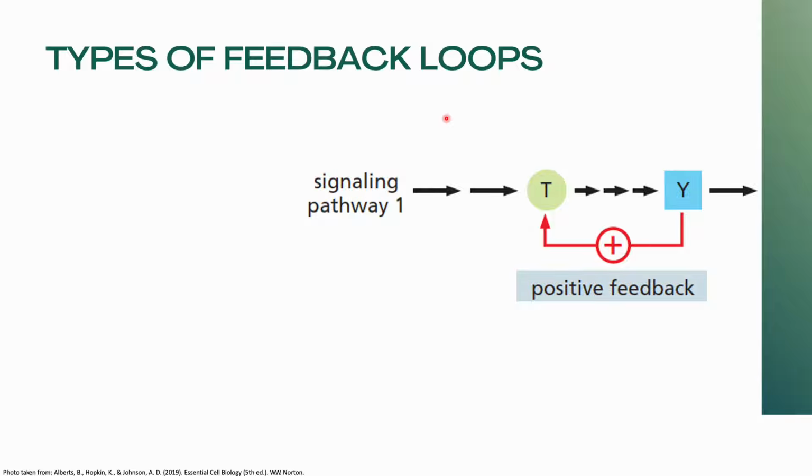We'll be talking about 2 types of feedback loops. The first one is called a positive feedback. And in this feedback, we can see that the cell's response is enhanced. In this example, we have two proteins involved in a signaling pathway, protein T and protein Y. The presence of protein T stimulates the production of protein Y, and once protein Y is present, it talks back or gives feedback to this pathway to continue creating protein T, or it can also increase the production of protein T, and this leads to the production of more protein Y.